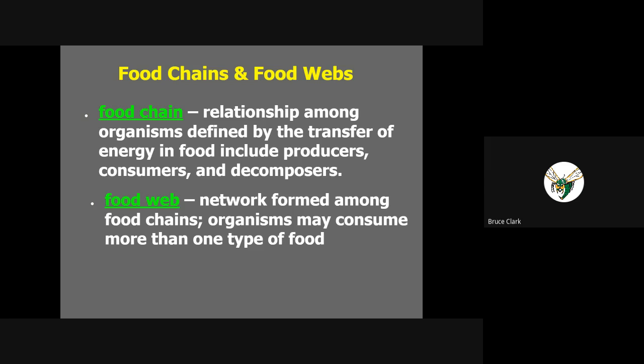And so food webs are a better representation of all of the energy transfer that's going on in an ecosystem, because a fox might eat a rabbit, but it'll also eat a squirrel, a chipmunk, a mouse, a vole, those kinds of things. So a food web is a network formed among food chains where organisms consume more than one type of food. And food webs are also very messy.